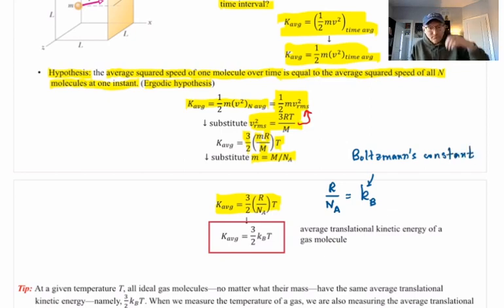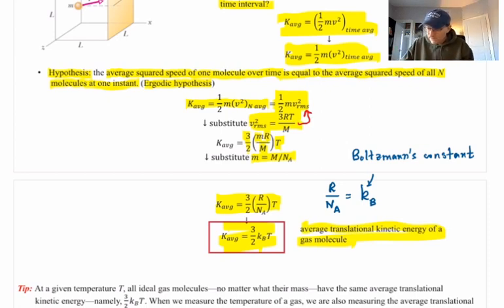Okay? And then you have a very simple result, amazingly simple, for the average translational kinetic energy of a gas molecule, or of the gas. 3/2 Boltzmann's constant times temperature. Average translational kinetic energy of a gas molecule. That's how we'll describe it.